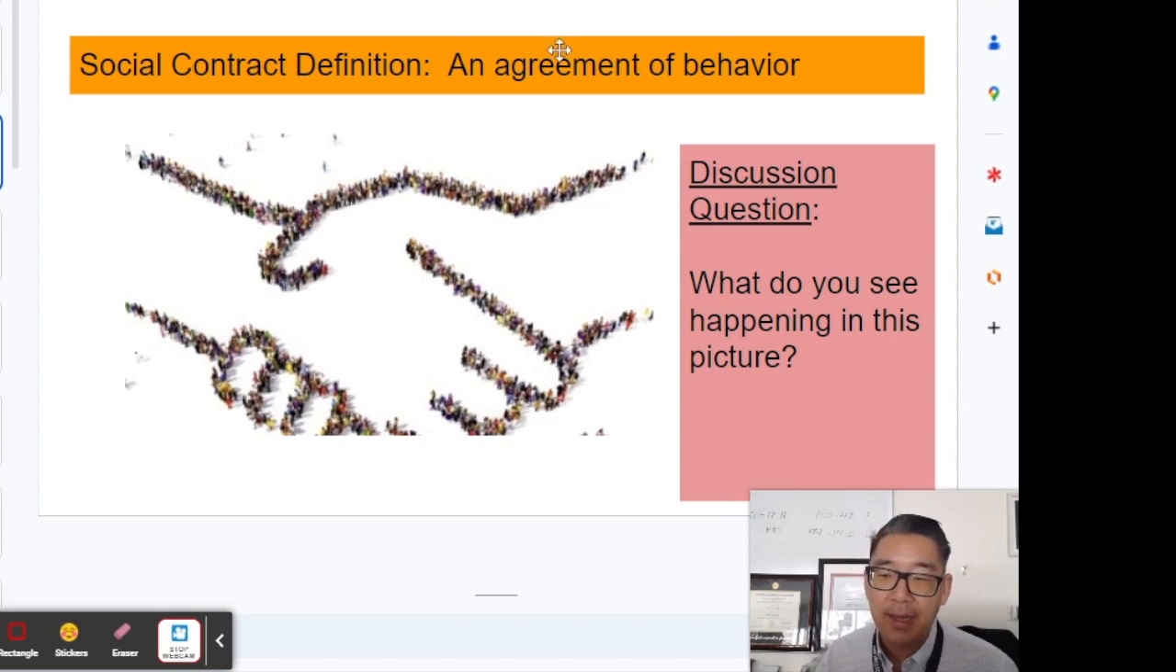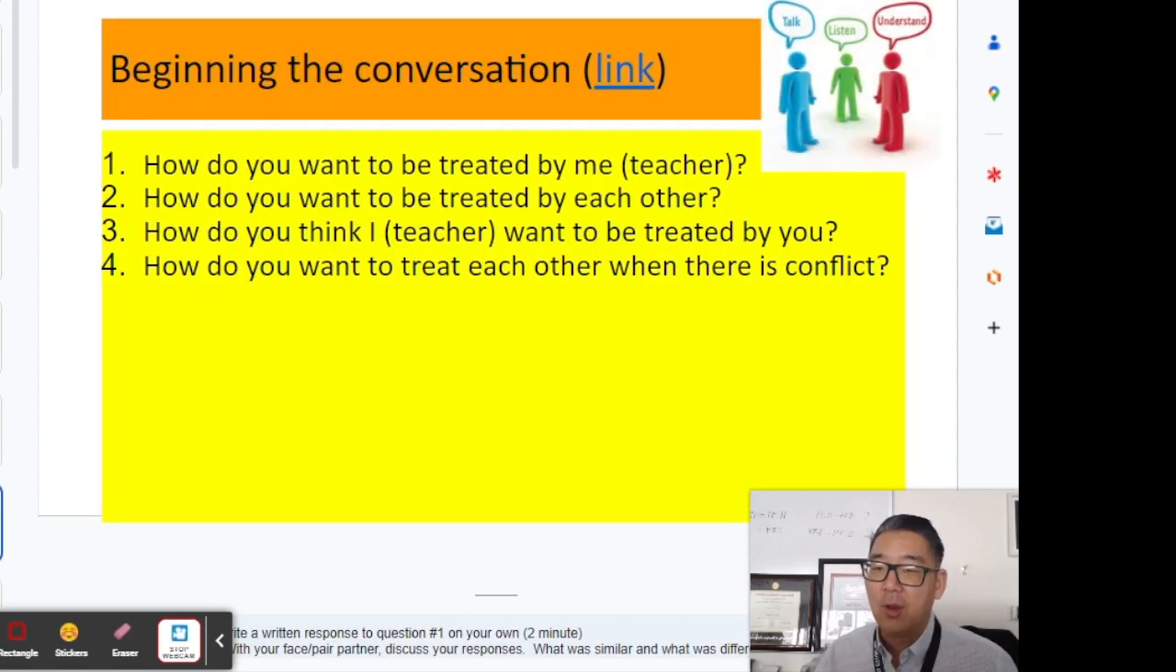The questions might include, how do you want to be treated by me, the teacher? How do you want to be treated by each other? How do you think I, the teacher, want to be treated by you? How do you want to treat each other when there's a conflict? And so maybe by this point, some things have been changed.